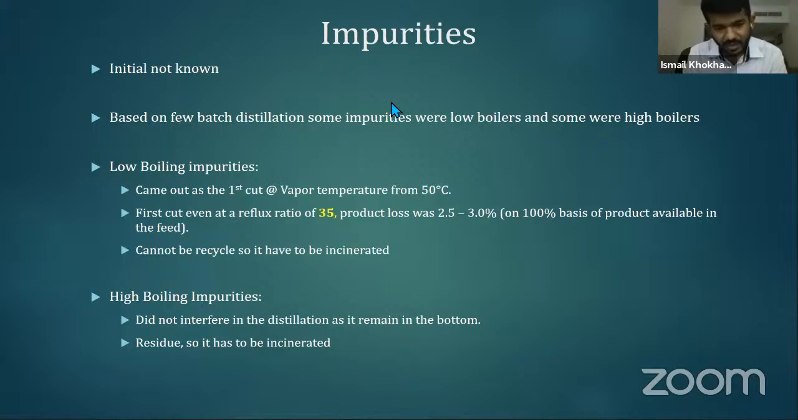But now why did we run at a reflux ratio of 35? Because we needed to isolate the impurities as well, since a lot of product was coming with the impurities at the lower reflux ratio. So the main concern was how to control this loss in the low boiler cut. And the high boiler, as I told you, doesn't interfere in the distillation column as it remains at the bottom of the column, and it was the complete residue with a lot of water. It has to be incinerated because the organic component was high and also the calorific value was more than 4,000. So it was directly incinerated.